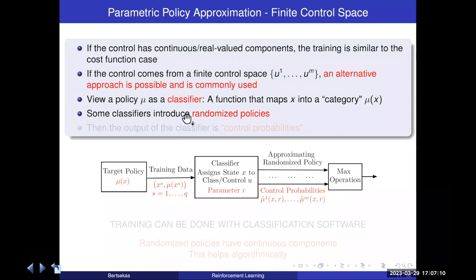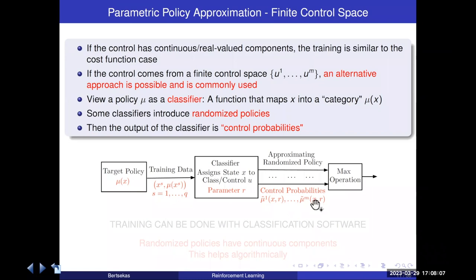Now, some classifiers introduce randomized policies. Instead of generating controls at the output, they generate control probabilities. That's common in classifiers, not all classifiers, but many of them. So here's the schematic. You have a target policy that you want to approximate. You generate training data for Q samples of states. You generate the corresponding control. And then you build a classifier which assigns state x to control class u. It's a parametric classifier, depends on the parameter, and outputs control probabilities. So for a given state and for a given parameter, this is the probability that at state x you apply control one, and so on, the probability that at state x you apply control M.